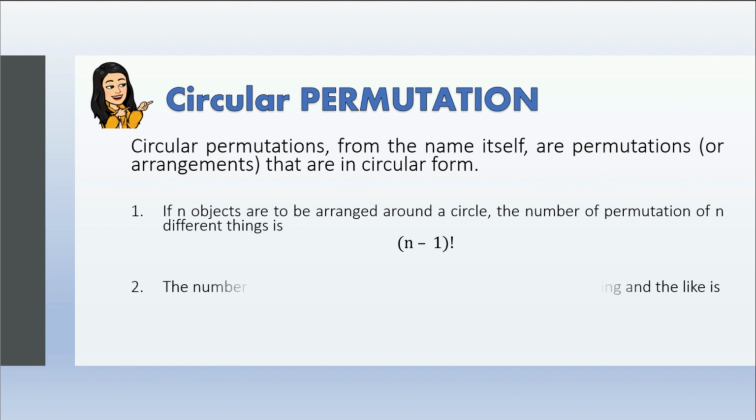And for number 2, the number of permutations of n different things around a keyring and the like is the quantity n minus 1 factorial all over 2. In short, number 1 is all about circular objects which cannot be turned or flipped, like a circular table or a maypole. While the second one is all about circular objects which can be turned or flipped, like a keyring, bracelet, and necklace. Let's look at this example.